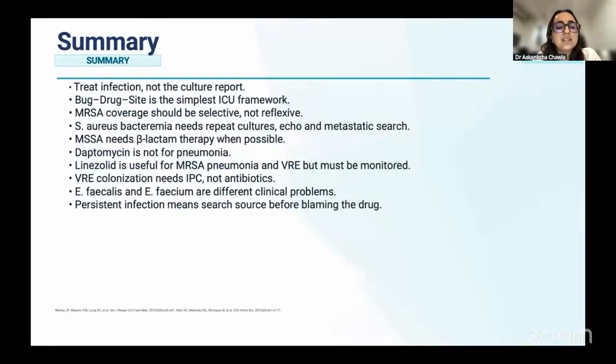VRE colonization needs infection prevention and control practices and not antibiotics alone. It's majorly the infection prevention and control practices. E. faecalis and faecium are different clinical problems. You need to be able to differentiate, understand the Enterococcus you're dealing with, and accordingly choose your antibiotics. Persistent infection means searching for the source before just blaming the antibiotic not working or changing your antibiotics quickly just because your patient is not getting better.